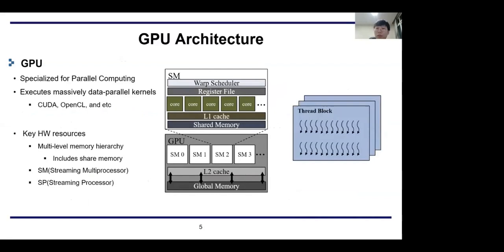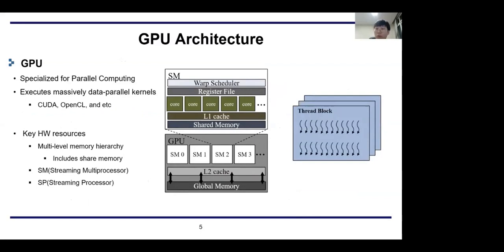For parallel applications, GPU is an appropriate accelerator. And therefore, we use GPU as a target architecture. This figure shows a simple GPU architecture. GPU has its own memory hierarchy and multiple processors called streaming multiprocessors, shortly SM. And inside SM, there are many small cores called streaming processors to execute each thread.